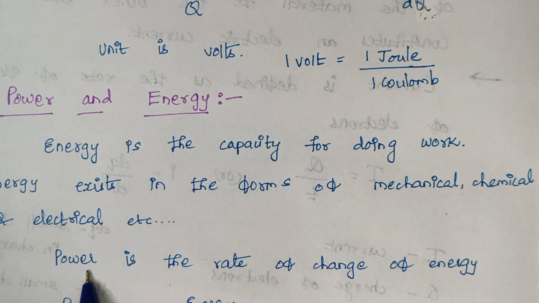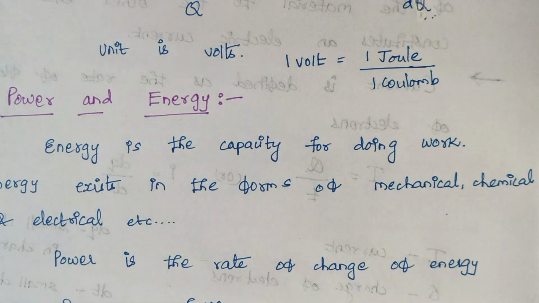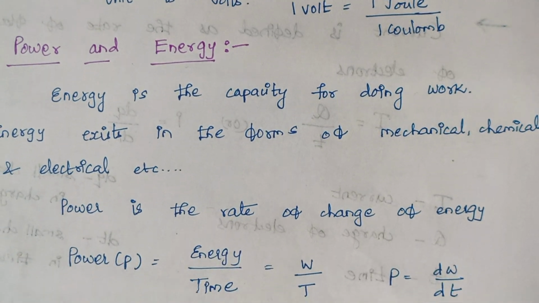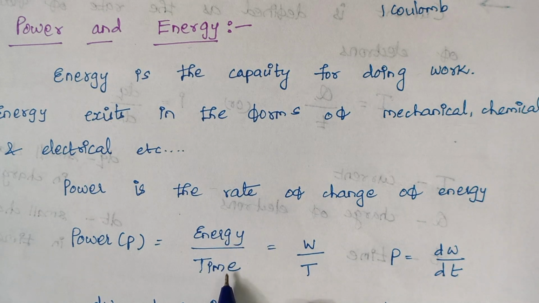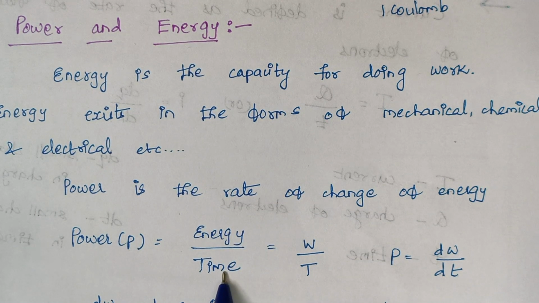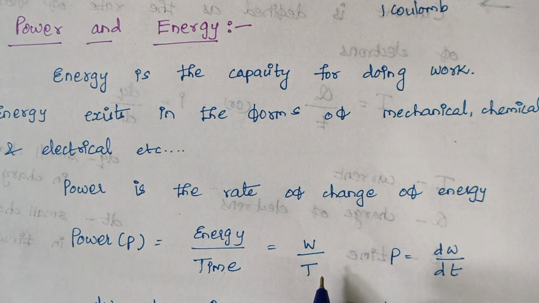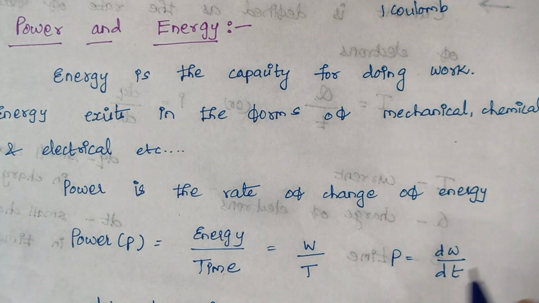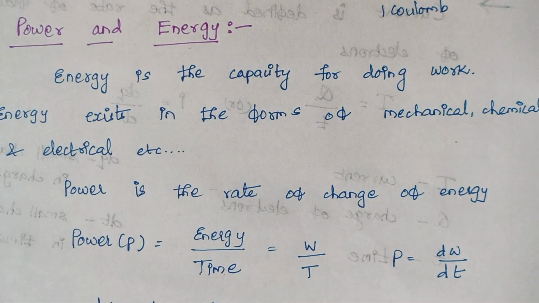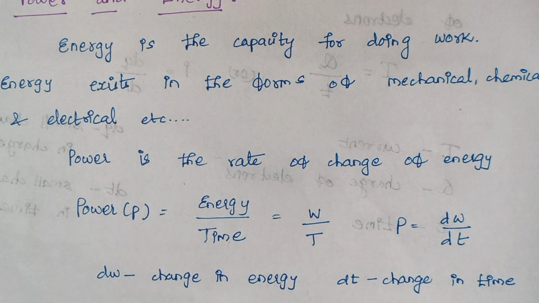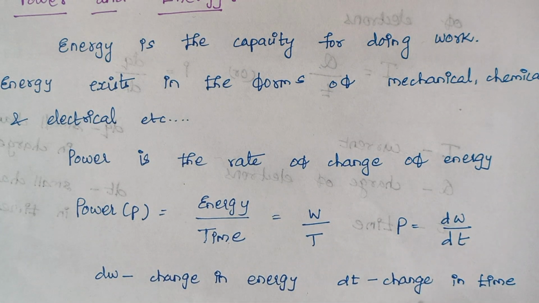The next thing is power. Power is nothing but the rate of change of energy. That is, change of energy with respect to time is known as power. So power is given by energy by time, that is, change of energy with respect to time. It is represented by W by T, or simply we can write P is equal to dW by dt. Here dW is the change in energy and dt is the change in time.